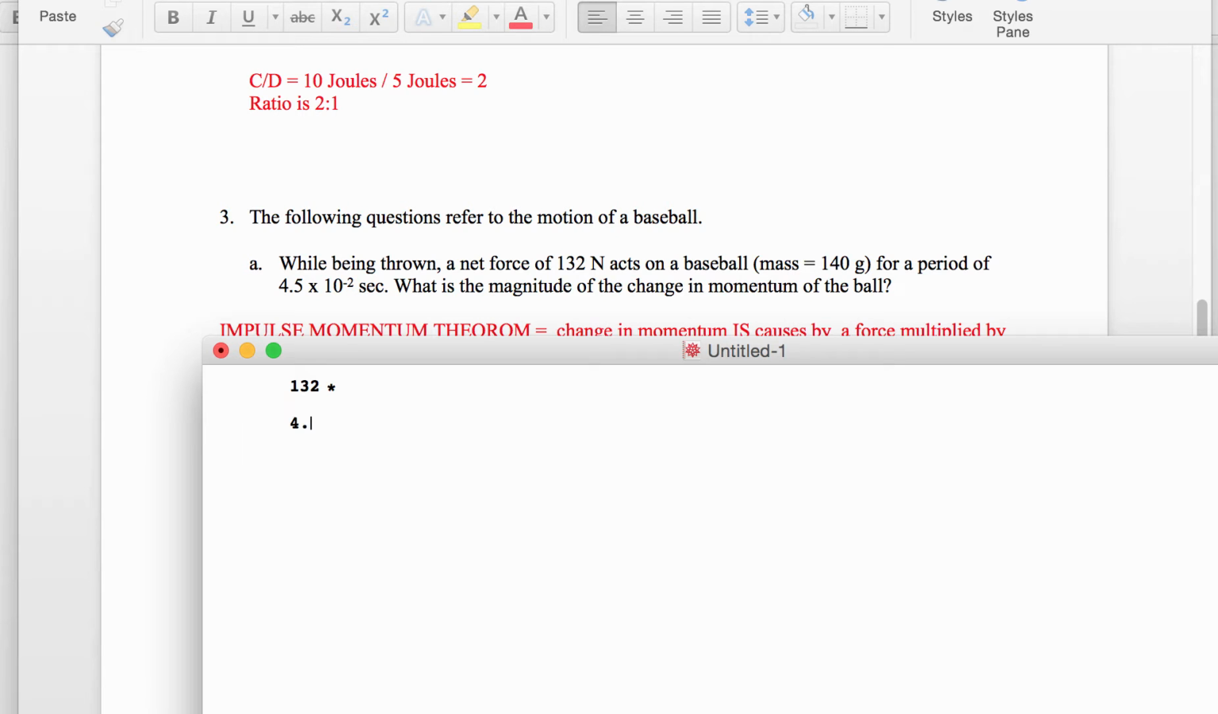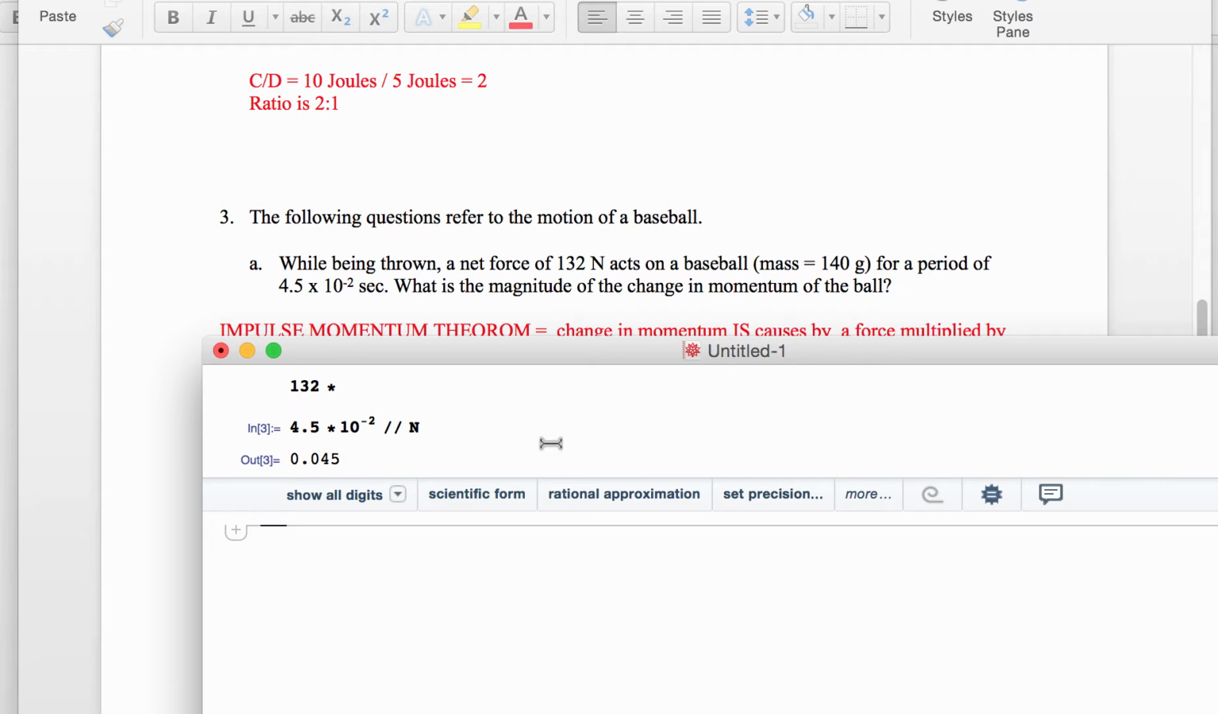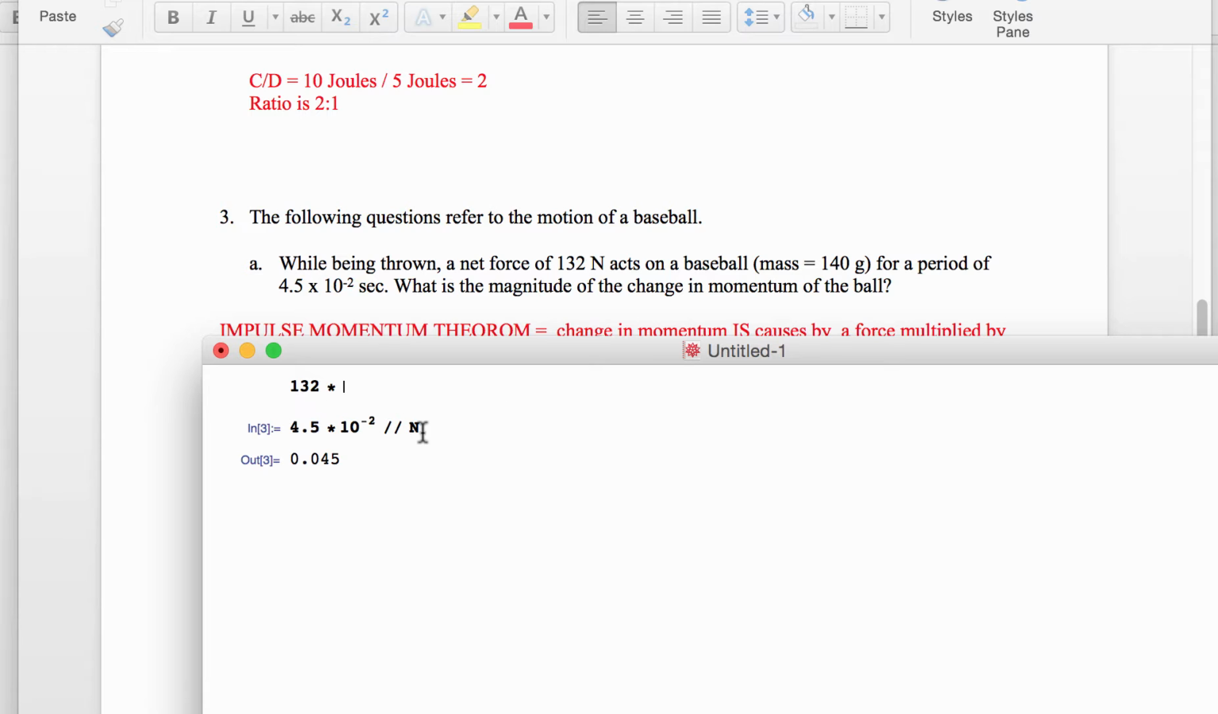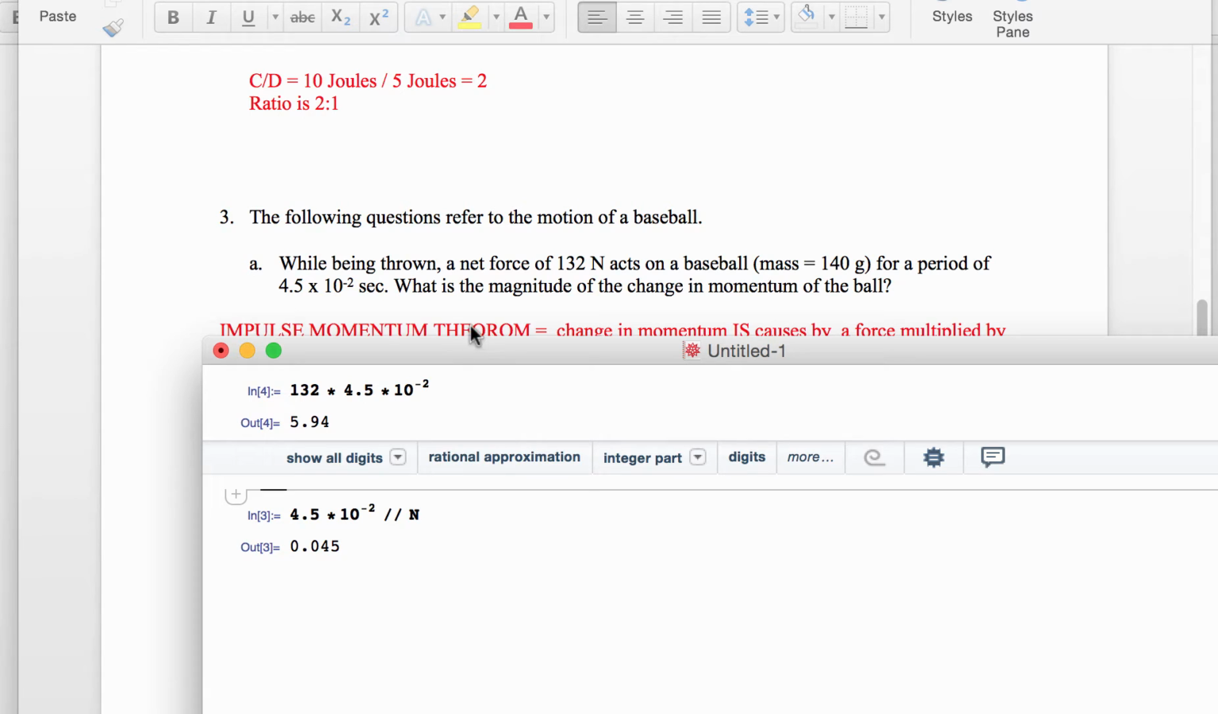If you're not familiar with exponents, this is the way to just look at it. It's the same as 0.045 seconds. So it's not much time that a person's throwing a ball. So anyway, we multiply these two numbers. This is our force. This is our time. A force times a time is a change in momentum. It's 5.94.